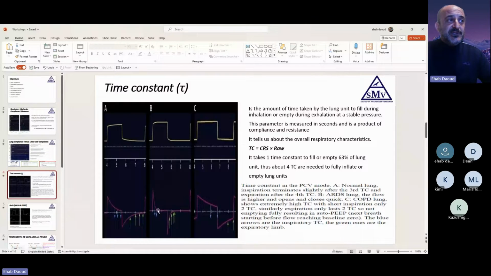In a restrictive lung, like in this case, like probably ARDS, you can see that the lung is emptying very, very fast. So very short time constant because the compliance is very low.